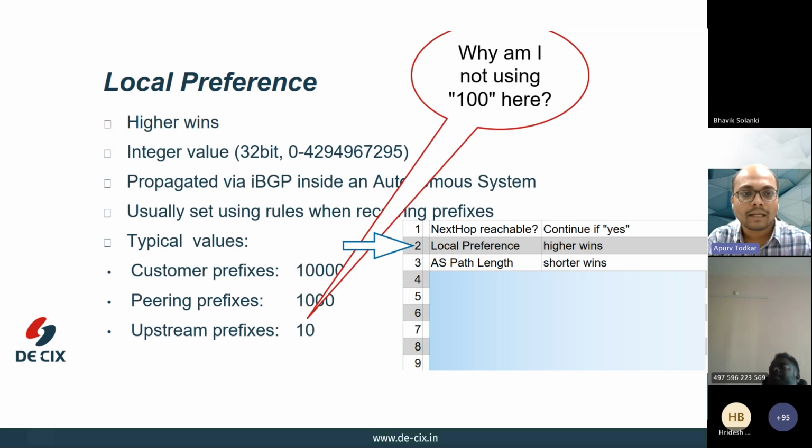And I would request that you avoid using the default value. Many routers have a default local preference value that is often 100. So if you see that this is the default value in the BGP table, it means that the prefix has not been altered when received. To avoid confusion, it's best to use numbers other than the default values that you have on your router. So set local preference according to your own convenience.